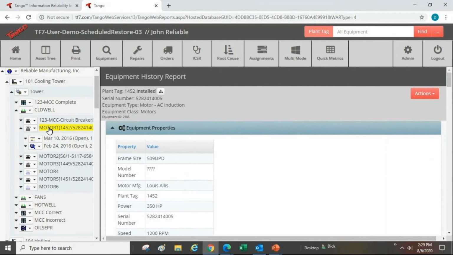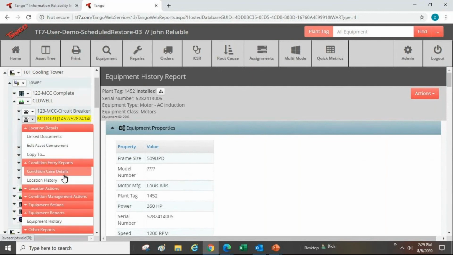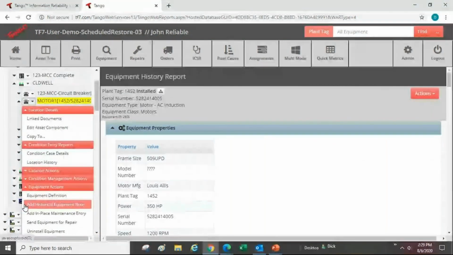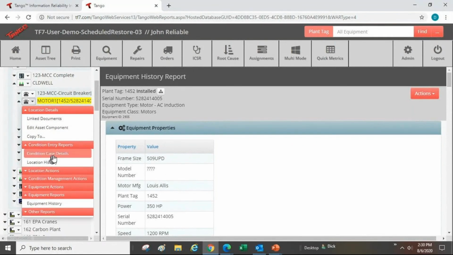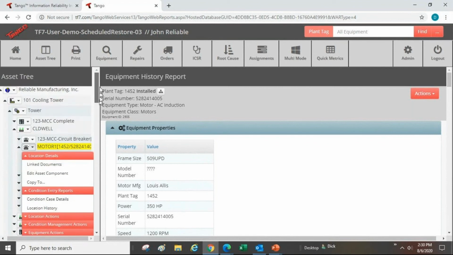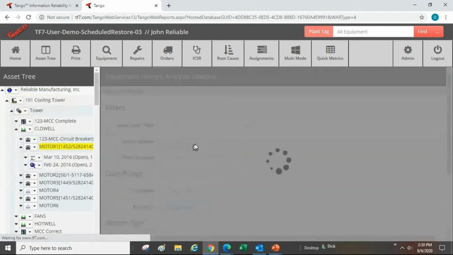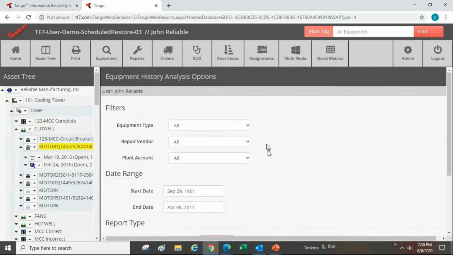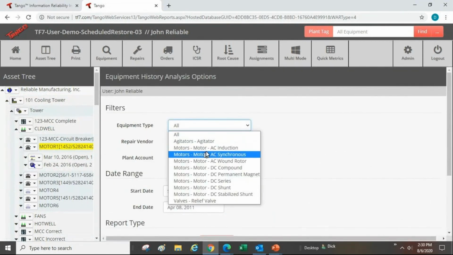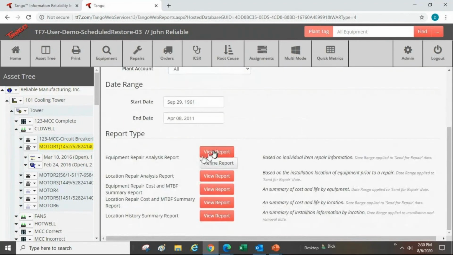at a much better picture of both the, for example, not the one I want, let's see. I'm just going to go up here. I start to find across the board, if I want to look at everything, we're going to look at the entire plant here on an equipment tracking report. We're going to look at equipment history analysis. And in this case, we'll look at AC induction motors. I'll review a report.